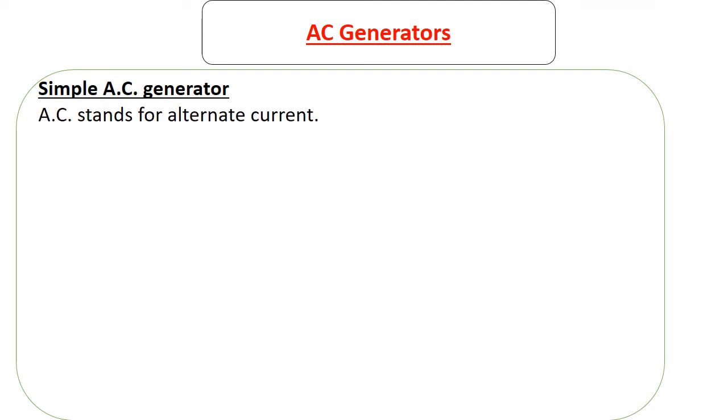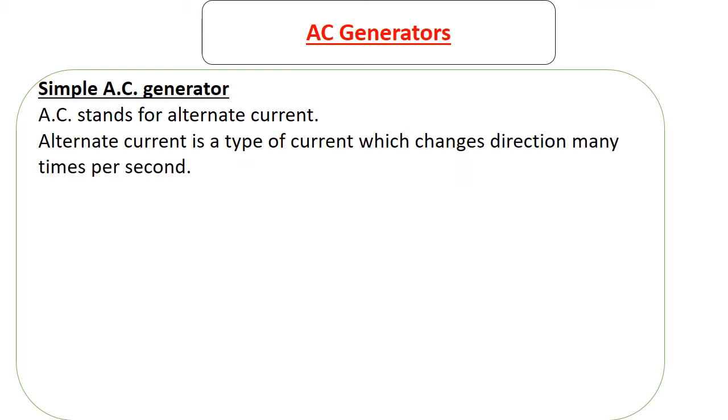First and foremost, AC stands for alternate current. Alternate current is a type of current which changes direction many times per second. The opposite of AC current is called DC current, which is direct current, and direct current doesn't change direction per second. Okay, in simple ways, direct current has one direction, while alternate current can have different directions. It can go back and forth.